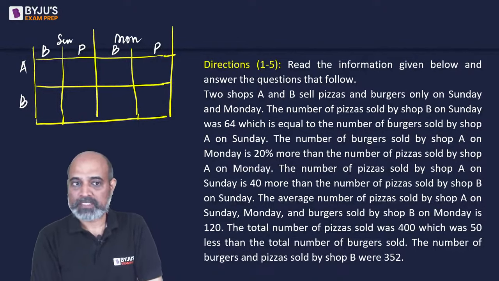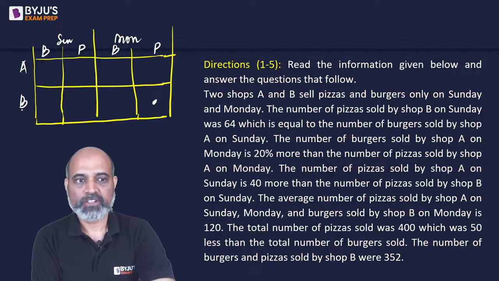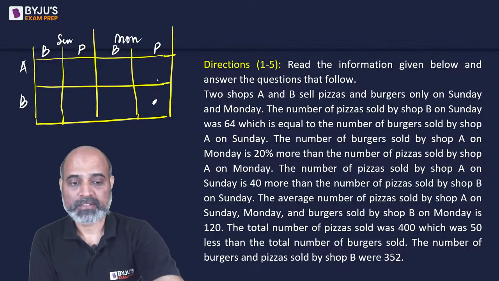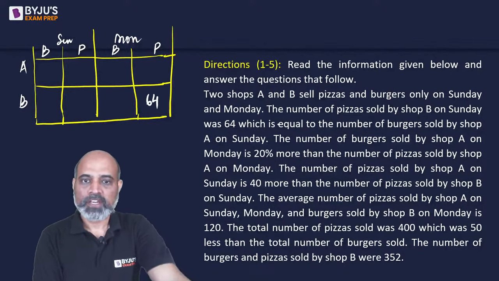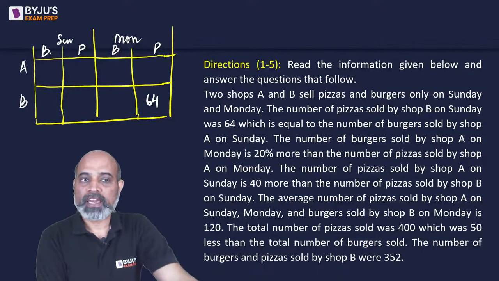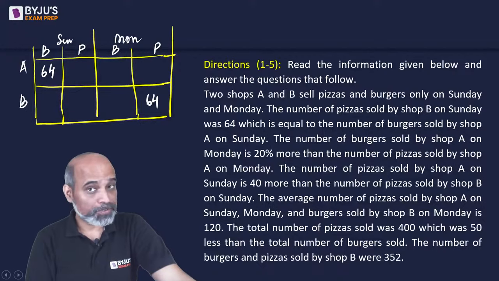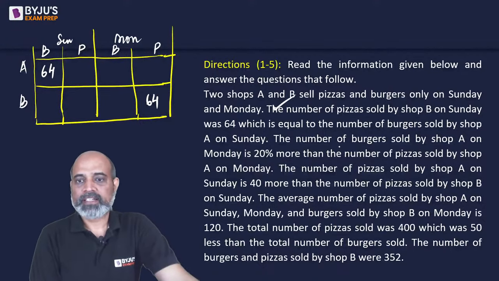The number of pizzas sold by shop B on Sunday was 64, right? Shop B, Sunday, pizza. So this is going to be 64, which is equal to the number of burgers sold by shop A on Sunday. So burgers, shop A on Sunday, that is 64. So we are done with this particular statement.